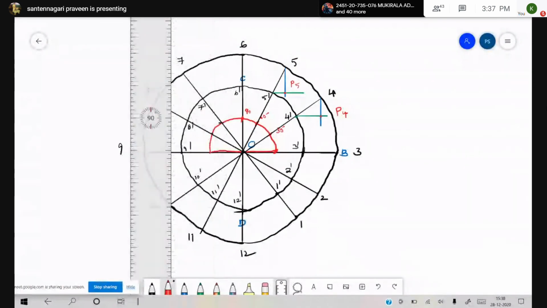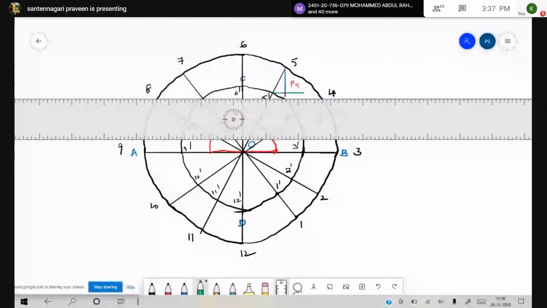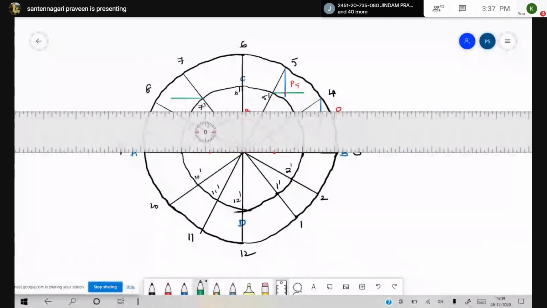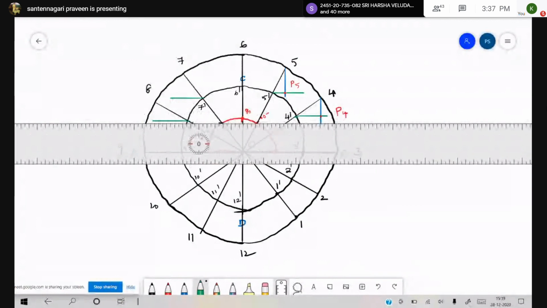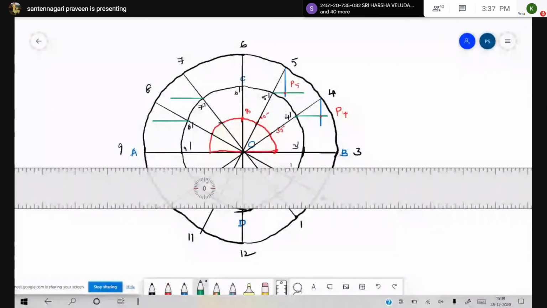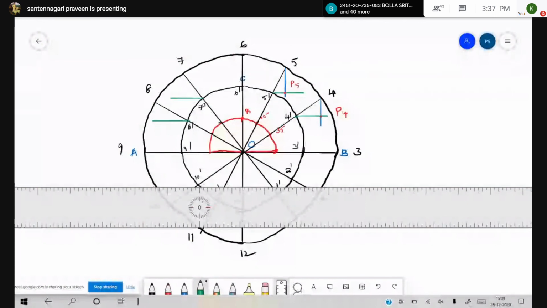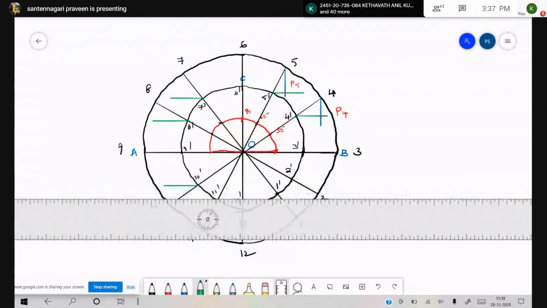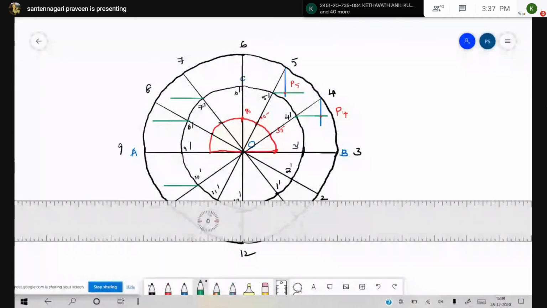So what I do is, now having understood these 2 points, I'll continuously draw the horizontal points first. So from 7, I'm drawing a horizontal line. From point 8, I'm drawing a horizontal line. From 9 dash, from 10 dash, I am drawing a horizontal line. From 11 dash, I am drawing a horizontal line.